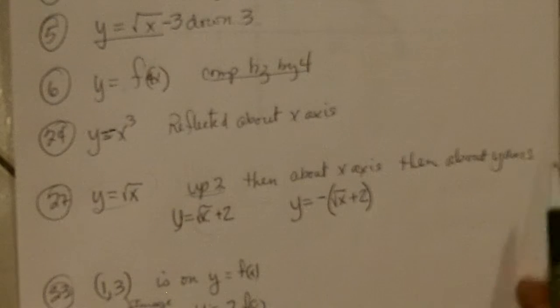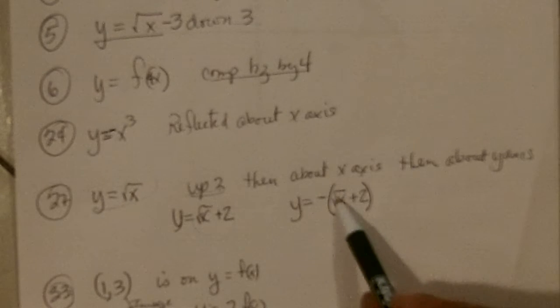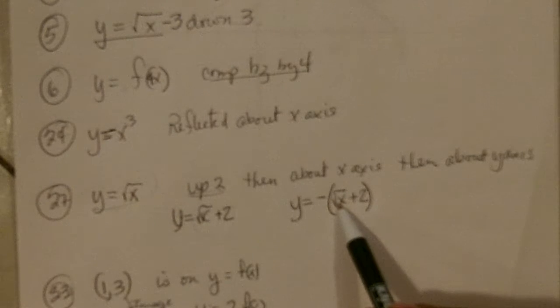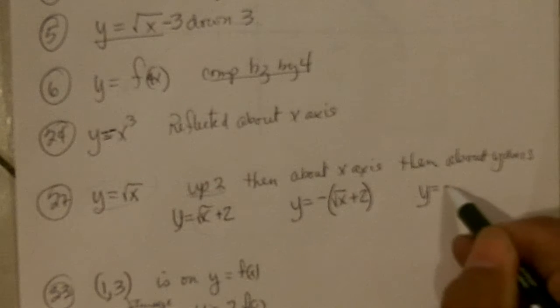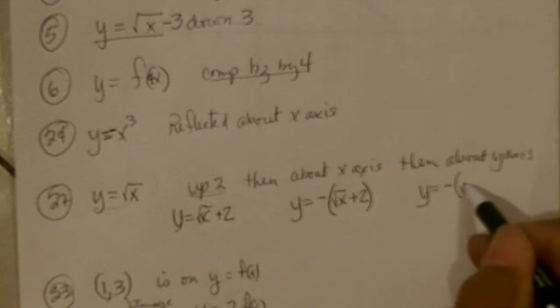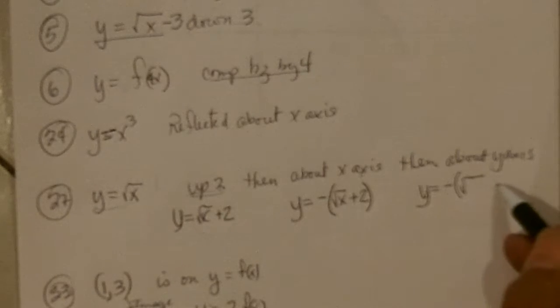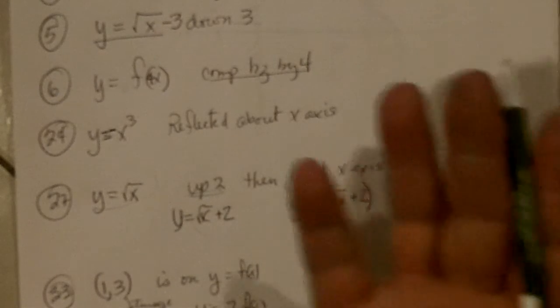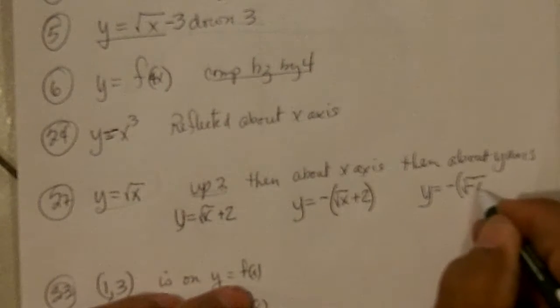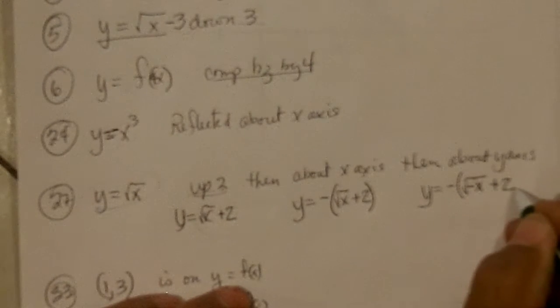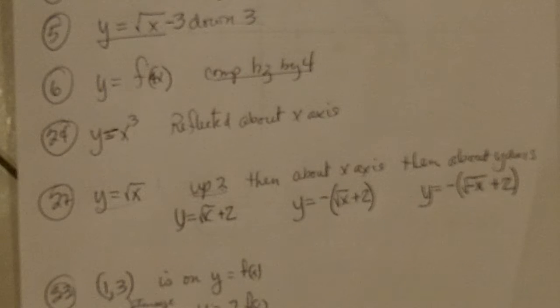And then about the y-axis. So that's on the inside. There's nothing in there, and we have to change it. So all we have to do is change the inside. So we have minus parentheses square root of x, but now we're flipping it over the y-axis, which is horizontal, so we're going to put a minus on the x and then plus 2. And that would be that one.